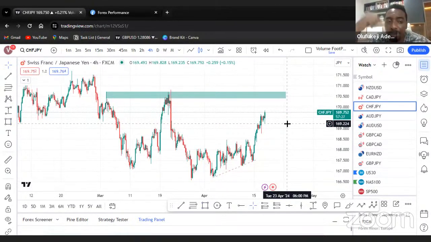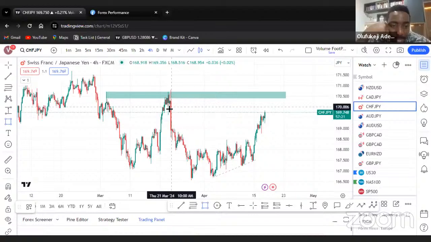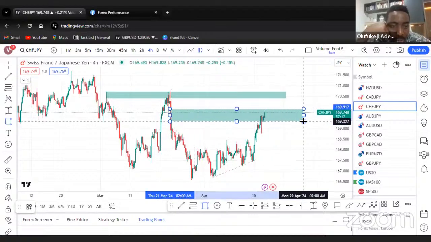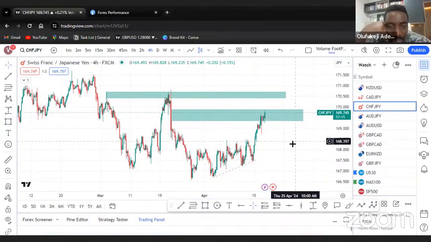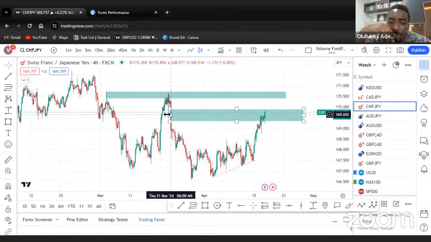And then the break of structure to the downside. Now there's a fair value gap. Exactly. All the way down. All right, so that's the fair value gap there that price has tapped into.